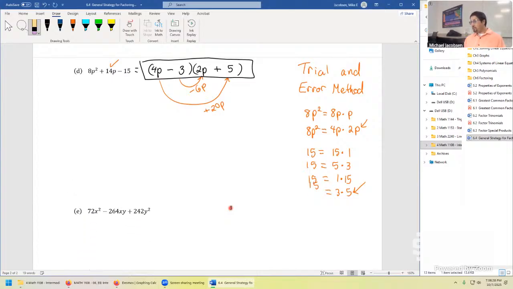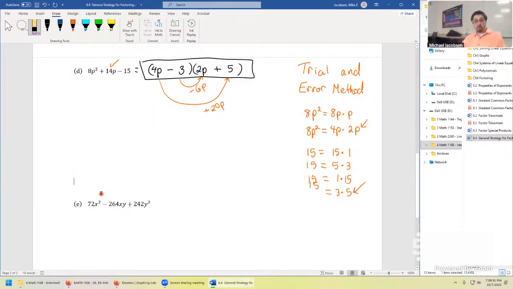Okay, one last one, and we'll call it a day for today. 72x squared minus 264xy plus 242y squared. This one looks really problematic. In view of what we did above with this trial and error, where the numbers were a little bit more tame, this one looks spectacularly nasty.